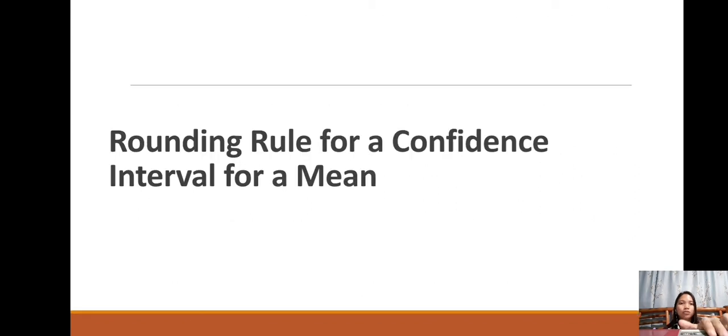So we have the rounding rule for the confidence interval for a mean. In computing a confidence interval for a population mean by using raw data, we need to round off to one more decimal place than the number of decimal places in the original data. So if we have 2 decimal places, then it becomes 1 decimal place. If you have 3 decimal places, that becomes 2 decimal places.